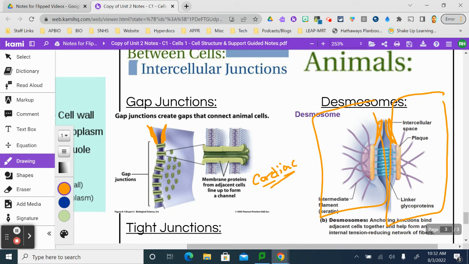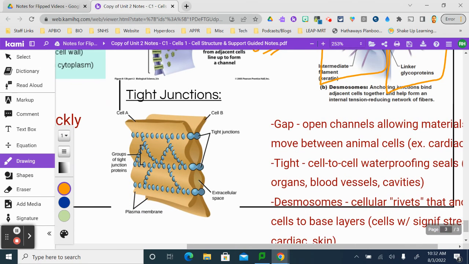And so in cells such as cardiac, skin, the linings of organs, desmosomes are very important for withstanding and maintaining integrity when there's a lot of physical stressors that are put on this. Think about the heart constantly beating. Think about the skin constantly being moved and hit with things. Very important for that.